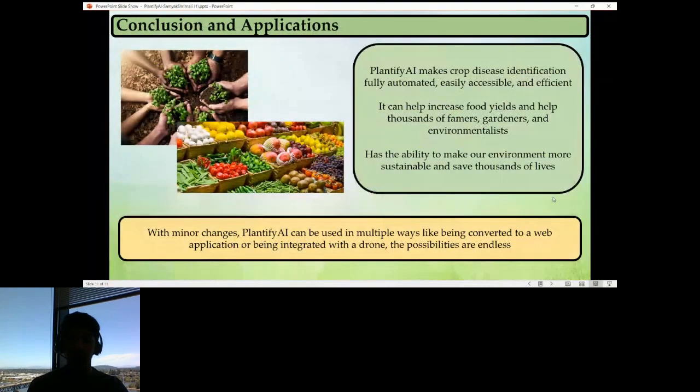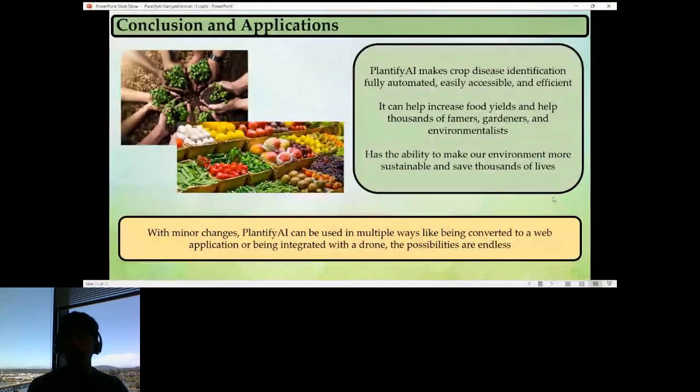In conclusion, Plantify AI makes crop disease identification fully automated, easy, accessible, and efficient. It can significantly help increase food yields all around the world and help the thousands of farmers, gardeners, and environmentalists who suffer from food insecurity. This app can also make our world more sustainable by protecting our environment, encouraging the usage of proper tools in developing and underdeveloped countries. In conclusion, Plantify allows all farmers around the world to produce crops in an ecologically sustainable way while not having to worry about unknown crop diseases.